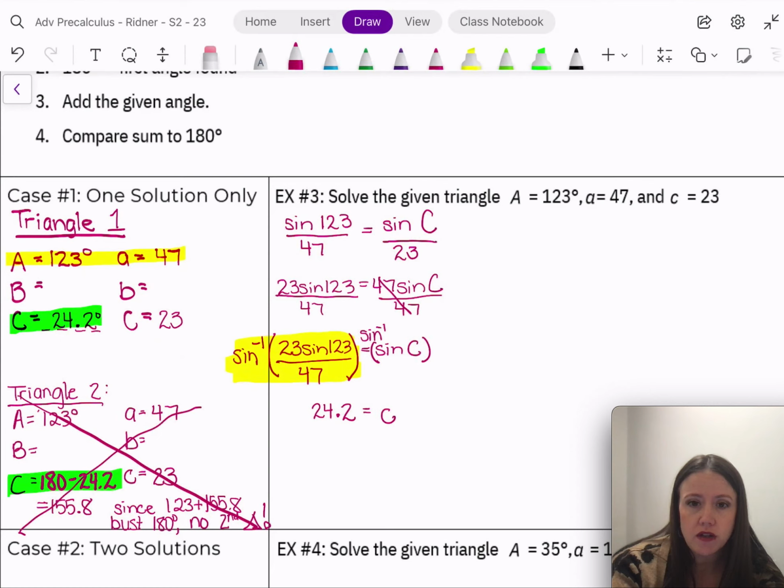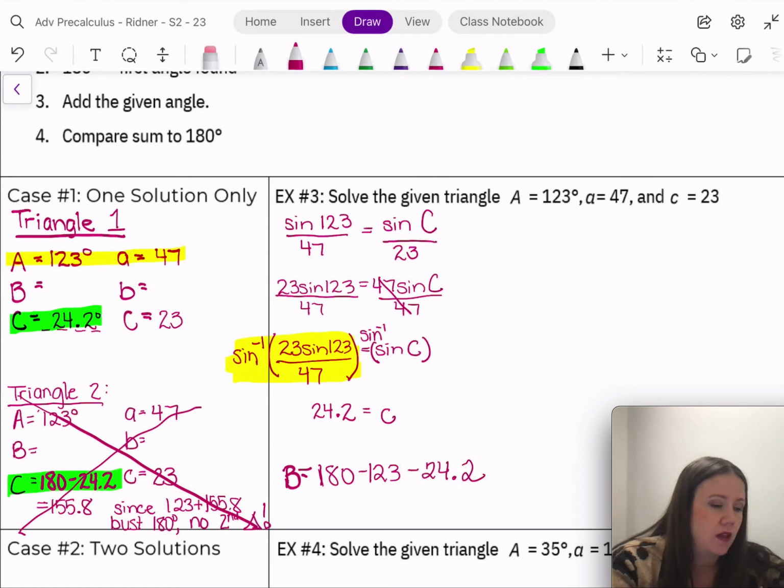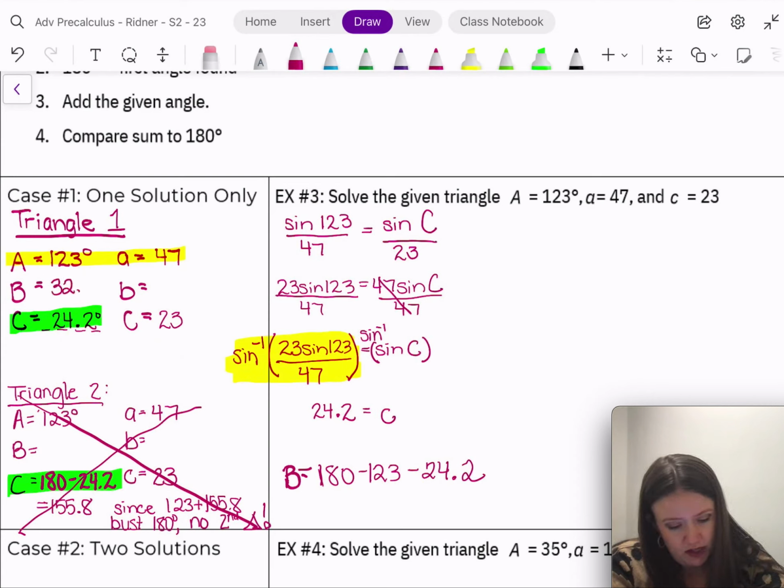Now the first one is working out fine, so I'm just going to stop working on my second triangle, finish my first triangle just like I did for law of sines in the last section, and then be finished. So my next step would be to find big B by taking 180 minus 123 minus 24.2. So I get 32.8 degrees.